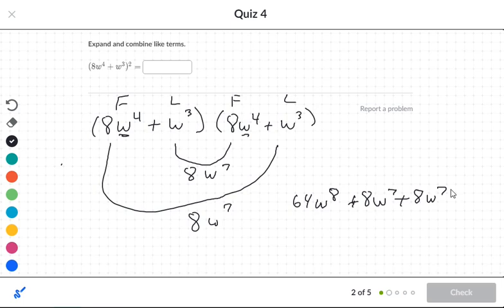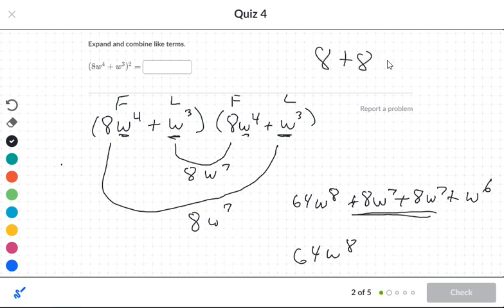Now let's finish it with the last terms here. And the last term is I have w to the third, w to the third. Well, that becomes w to the 6th because I have 3 w's and 3 w's. So I go 64 w to the 8th. Now the middle term here I just add. What's 8 plus 8?